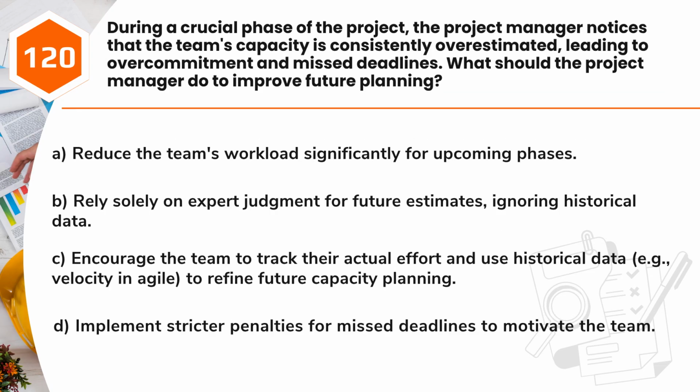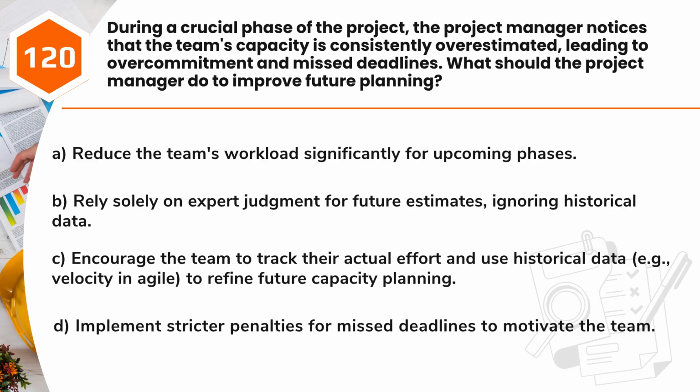Question 120. During a crucial phase of the project, the project manager notices that the team's capacity is consistently overestimated, leading to overcommitment and missed deadlines. What should the project manager do to improve future planning?